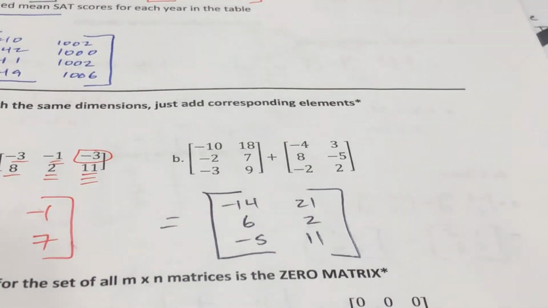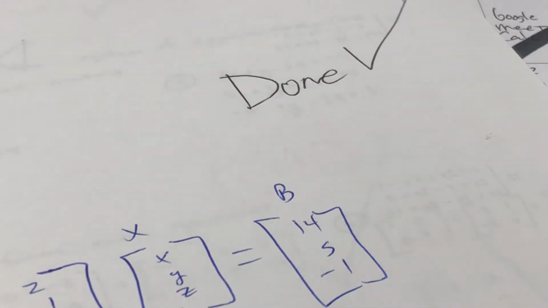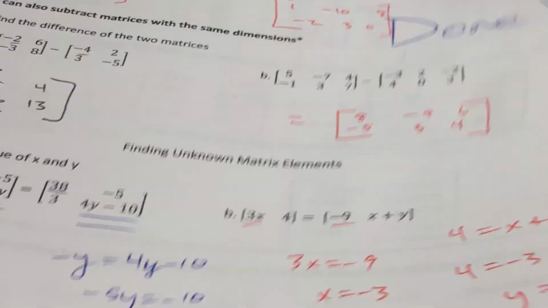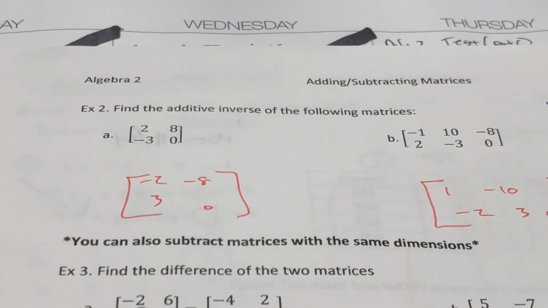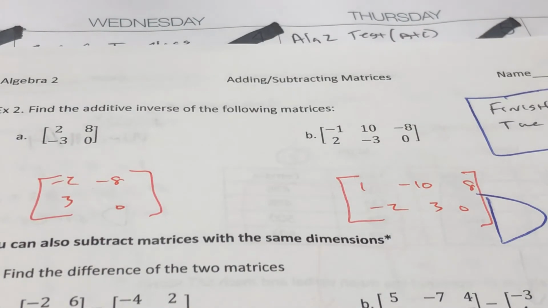Okay, the bottom is just a fact, the zero matrix. It's got nothing but zeros. And that's what we want to get, the zero matrix on 2, A and B. The additive inverse are just the opposite of all those elements: -2, -8, 3, and 0. And then here, the opposite of all those elements.